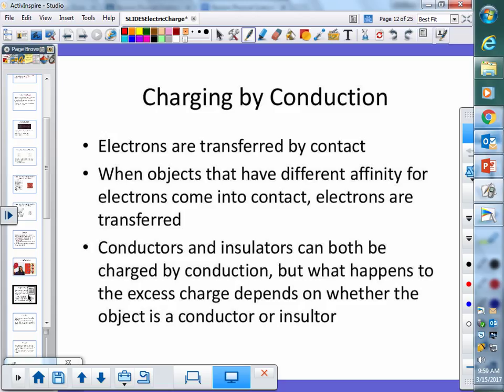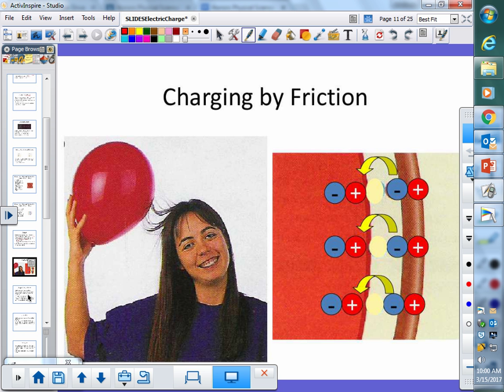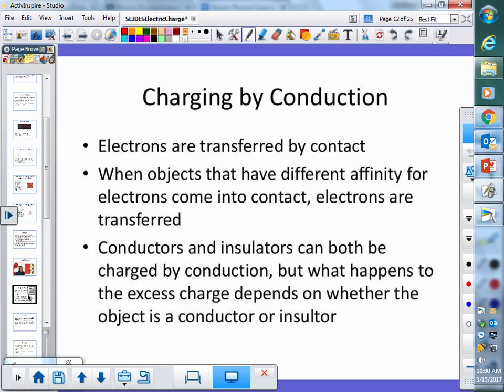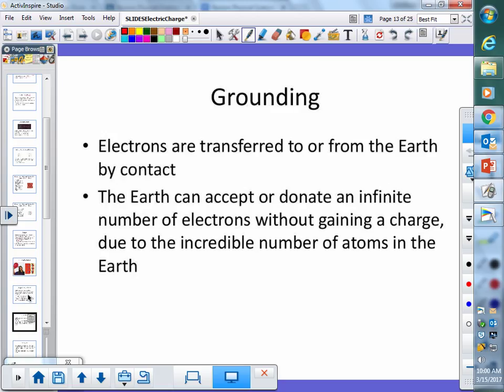But, depending on the materials, sometimes we don't even have to move them across one another. Sometimes we can just touch them and electrons will flow. That's charging by conduction. So, what's the key to charging by conduction? What has to happen? Contact, right? Direct contact has to happen. So, charging by friction requires movement. Charging by conduction just requires contact, and those electrons will just flow from one object to the other. Depending on the materials involved, that determines which way the electrons flow. Some objects really want electrons, some objects are ready to get rid of them. One really good example of charging by conduction is what we refer to as grounding.